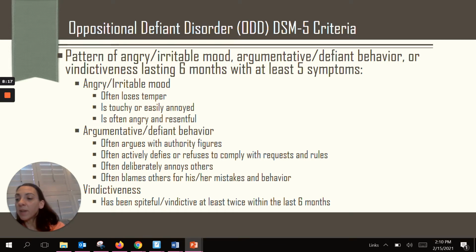Defiant, argumentative, and vindictiveness is associated with conduct disorder. Angry, irritable mood is associated with emotional disorders, so things like depression or anxiety. If it continues into adulthood, there's an increased risk for antisocial behavior, impulse control problems, substance abuse, anxiety, depression.